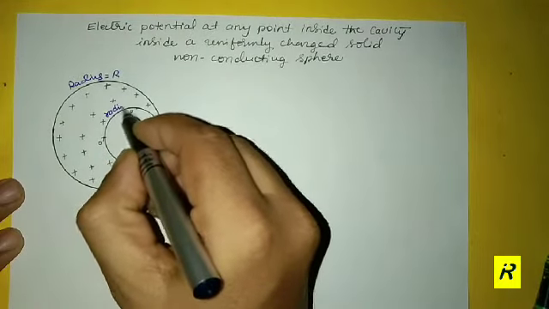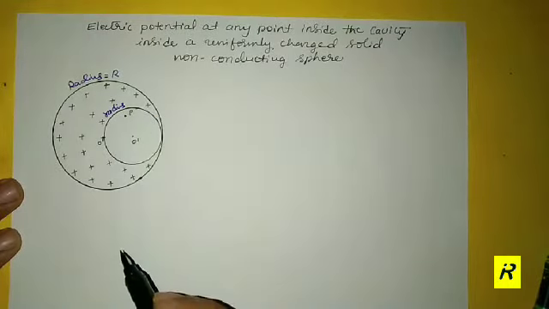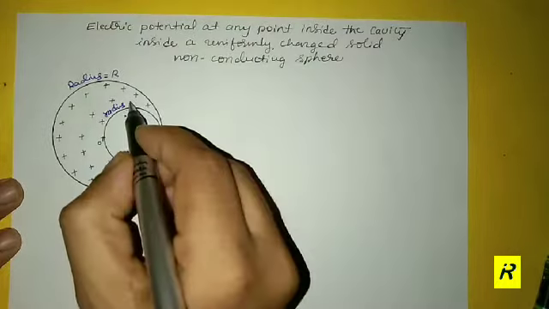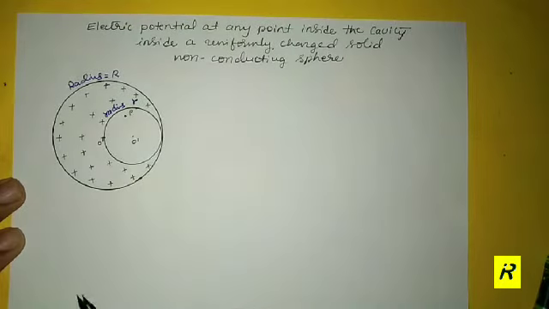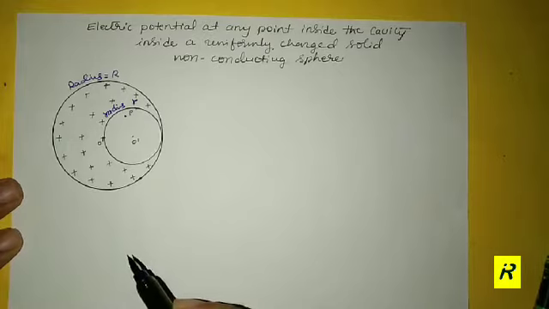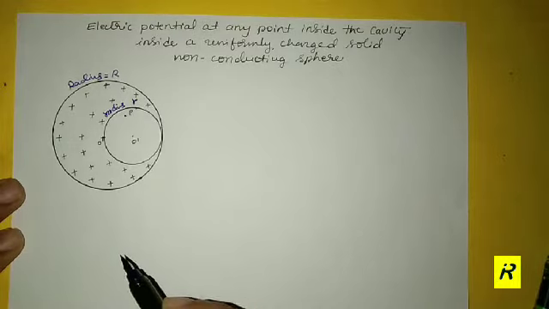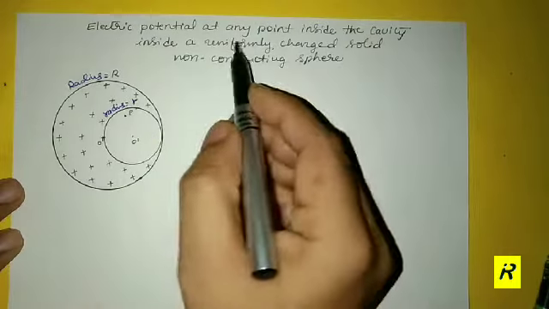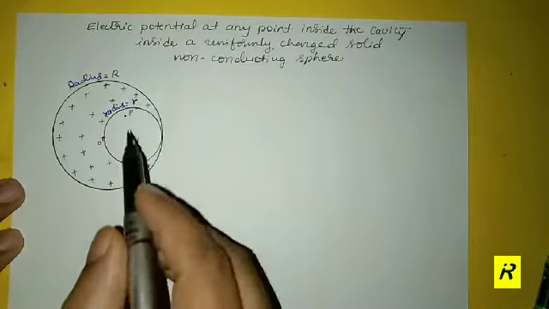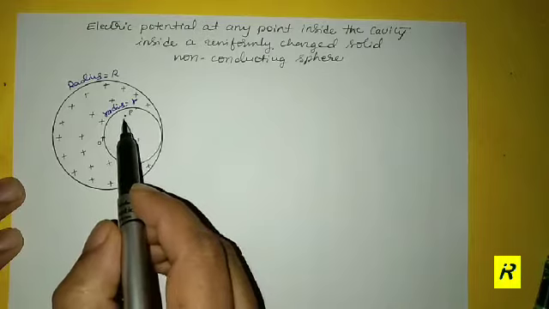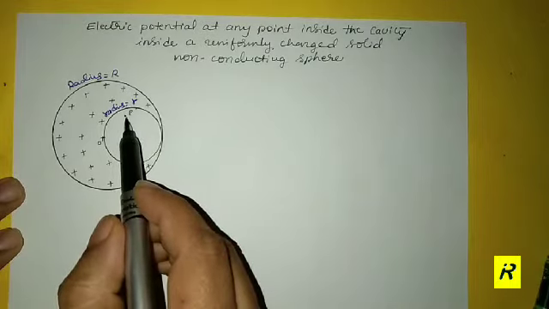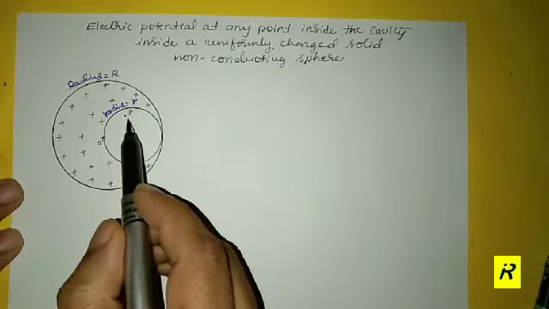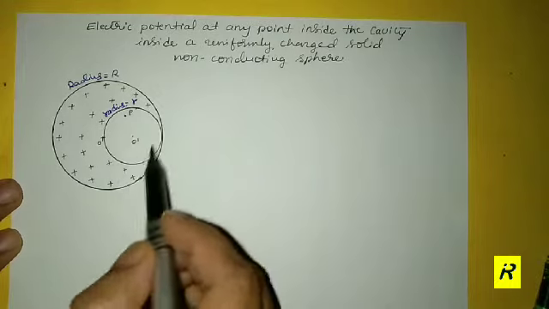say some r, whatever it is. Okay, let it be r. And now what we have to find is the electric potential at any point inside the cavity. I am showing you such a point here, P, and I need to find the electric potential at this point P, which is lying inside the cavity.